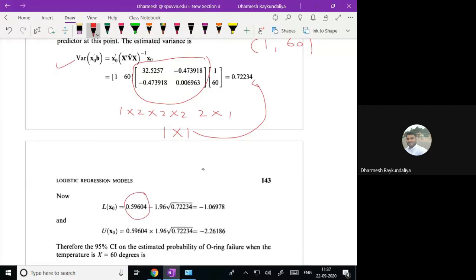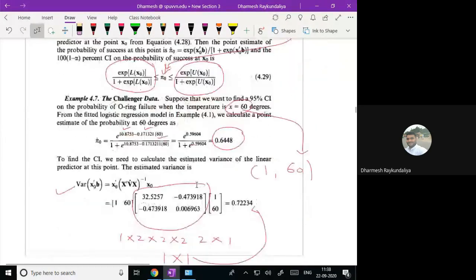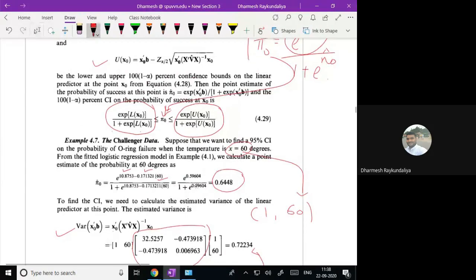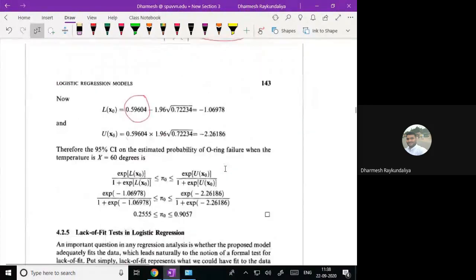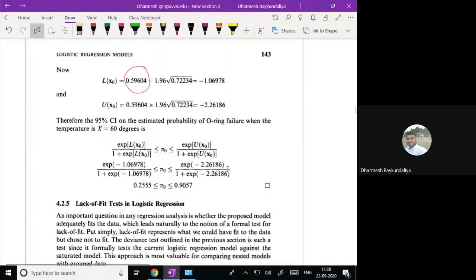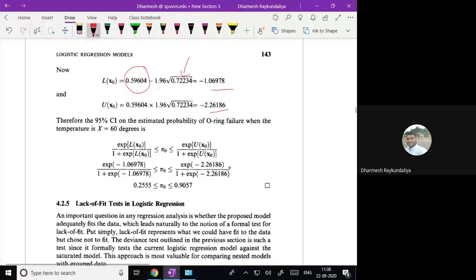This is the estimate of the linear predictor, 0.5906. When you substitute it, you will get this. This is the linear predictor, 0.596. You can see it is X0 dash beta, minus 1.96 times the square root of the variance of X0 dash B. So this gives the lower limit and this gives the upper limit. And you can see that there is no 0 in that. That means the temperature has an impact. That we already obtained.